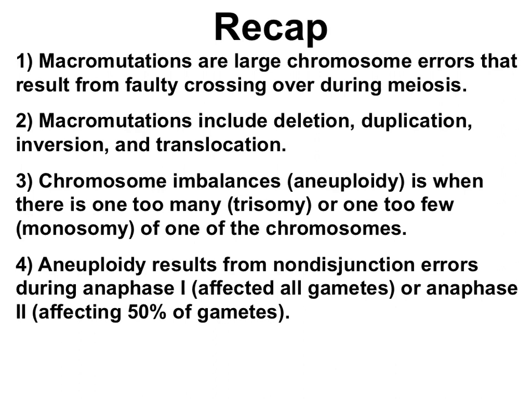Aneuploidy, or chromosome imbalances, are caused by non-disjunction errors during anaphase 1 or anaphase 2 of meiosis. Anaphase 1 is a more severe form of non-disjunction because all resulting gametes are affected, but non-disjunction during anaphase 2 affects only 50% of the gametes.